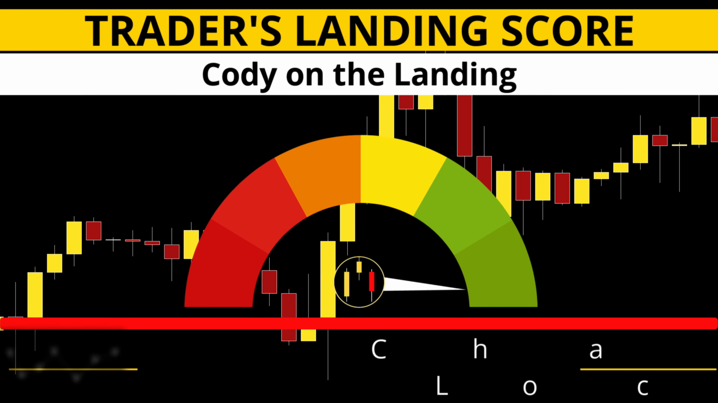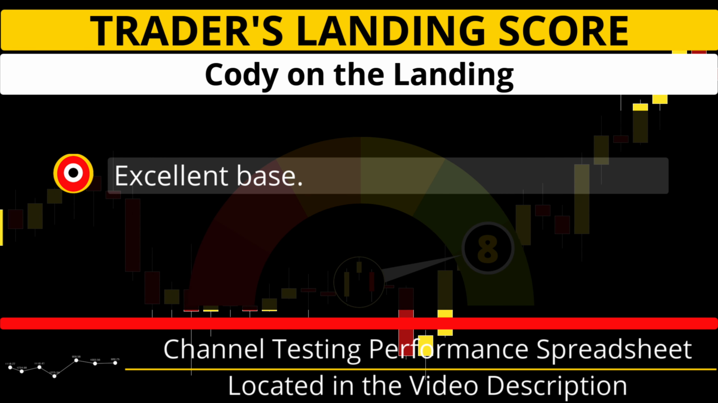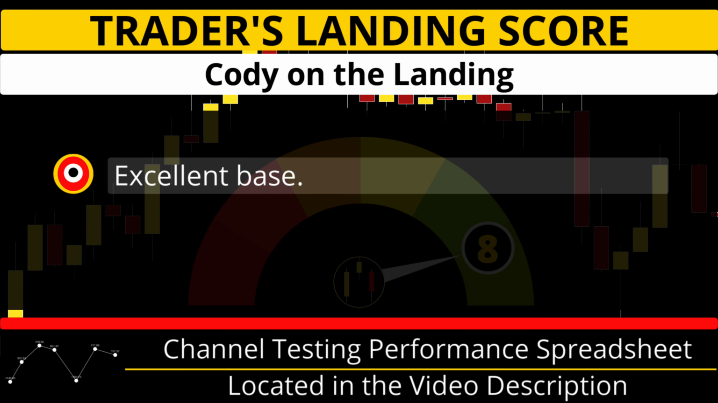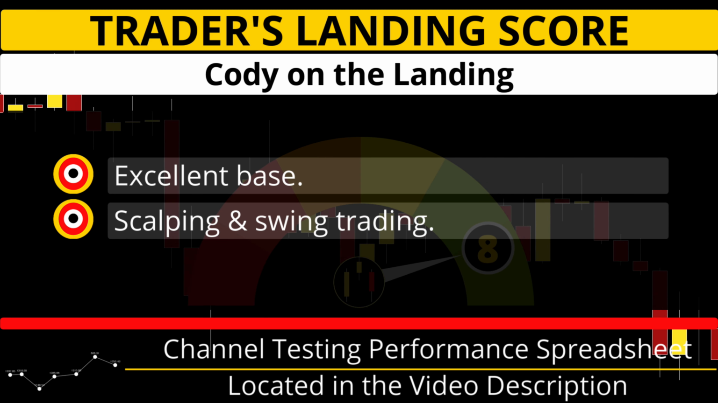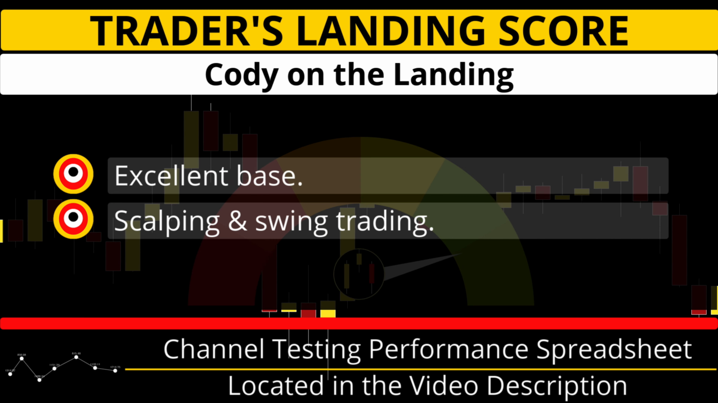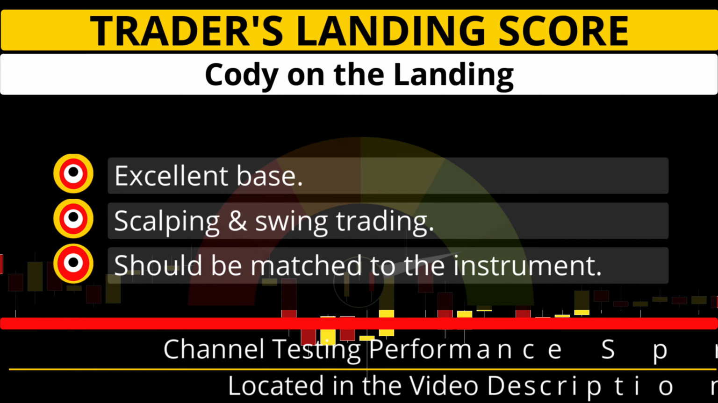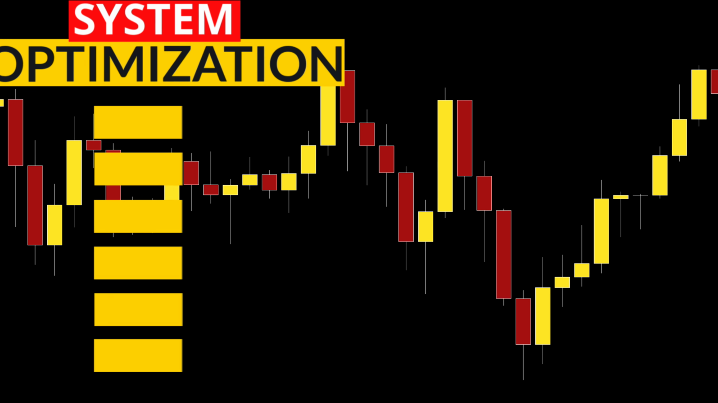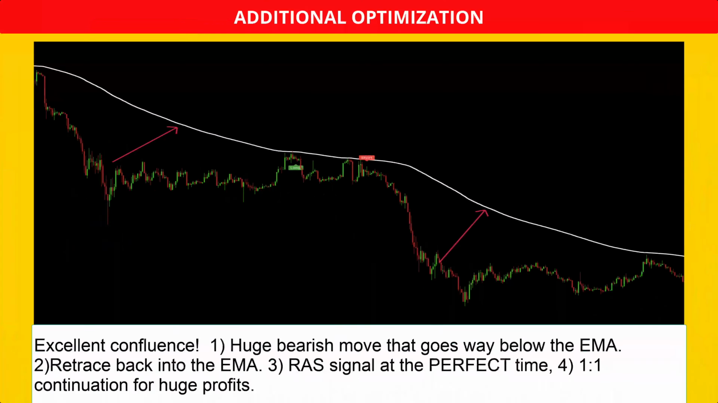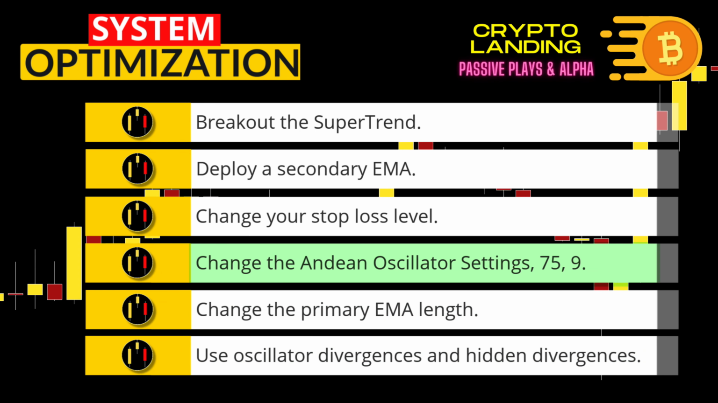I give this system a trader's landing score of 8 because the relative Andean scalping indicator is a great base to start off from that offers opportunities such as being deployed for both quick scalps and swing trading. Just be aware that this system should be configured to match the chart being traded. Remember, the enemy of great is good. I have 6 ideas on how we can improve this system.